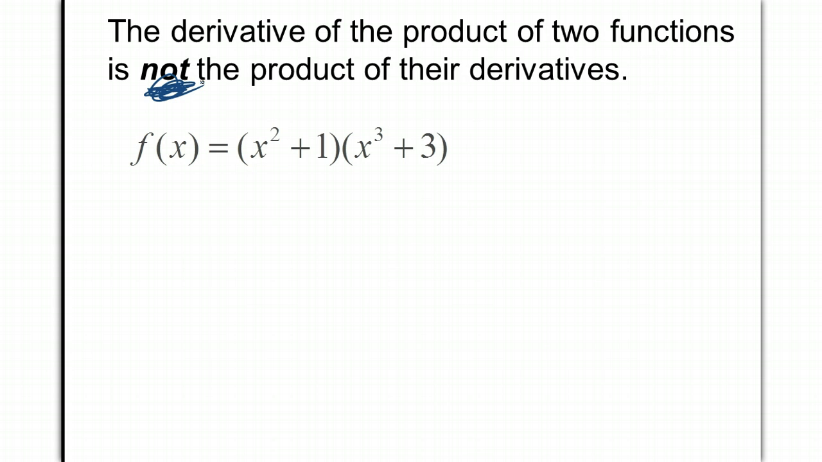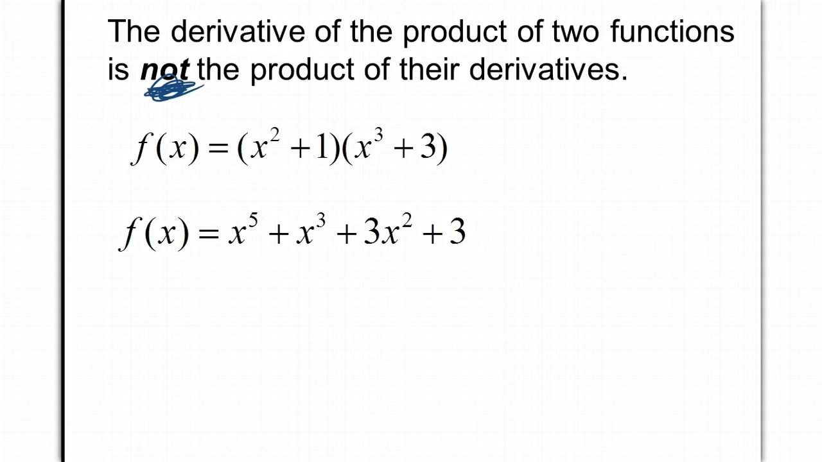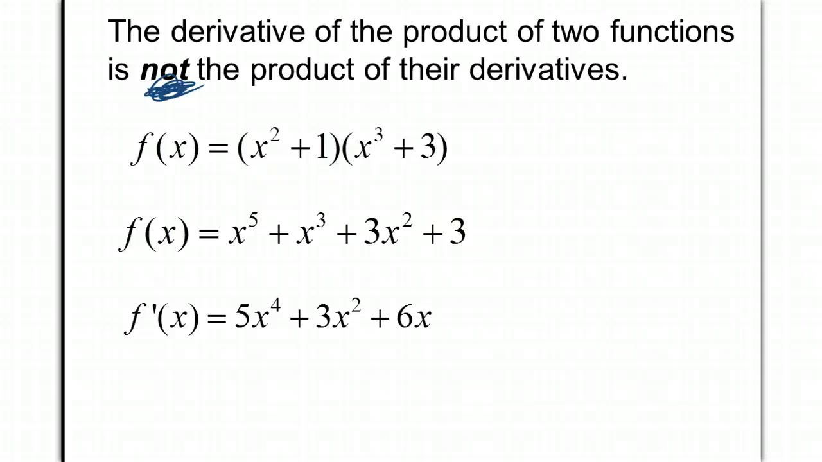Remember that. So say you have a function, f of x is equal to x squared plus 1 times x cubed plus 3. If you multiply that out, if you FOIL it, you'll get this. Now, using the power rule, let's take the derivative of each piece. We get f prime of x is equal to 5x to the fourth plus 3x squared plus 6x.